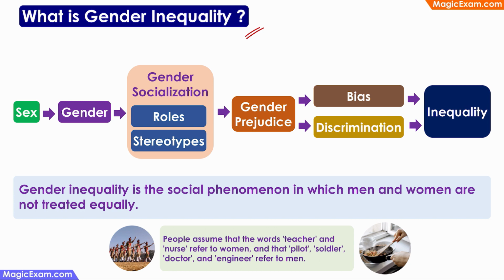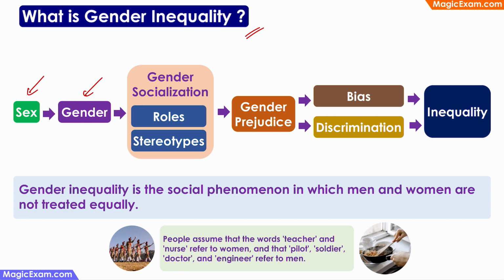A person is born as a male or a female. So the sex of the person is a biological construct. Because a person is born as a male or a female, the society designates the person as a man or woman. So gender is a social construct.